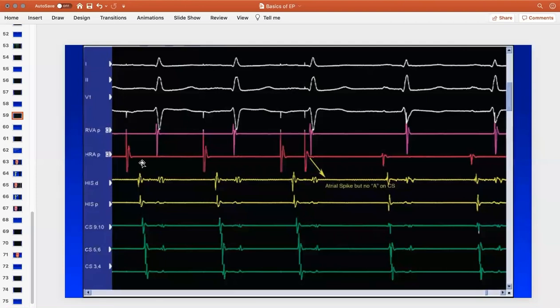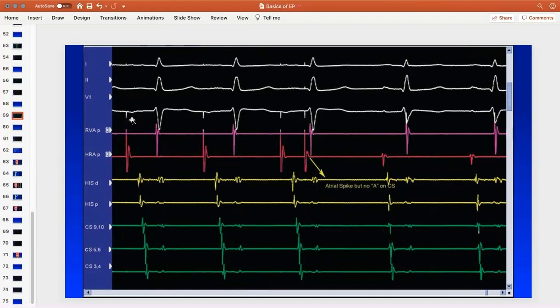Yeah, there is. You can actually see a P wave here, but if you don't see an A in the HRA, look for A in other channels. So you see a signal in the HES, and a signal in the coronary sinus. And if you see the relationship between this pacing and this atrial signal, it's quite constant. Okay? So we're capturing the atrium.